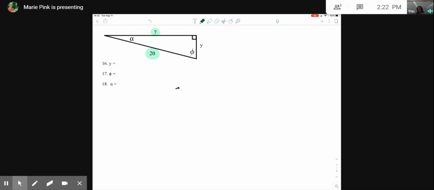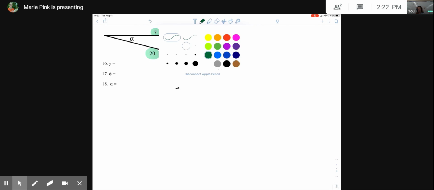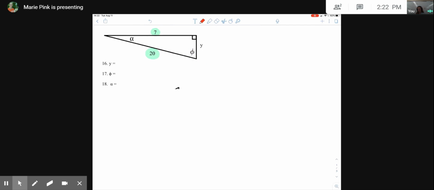So here we have a side that is 7 and a hypotenuse that is 20. And so the first thing that I want to look at is that number 16 is looking for y. All right. So in fact, because we're given two sides, this is the only one that we do not need to use SOHCAHTOA to solve. So don't try.